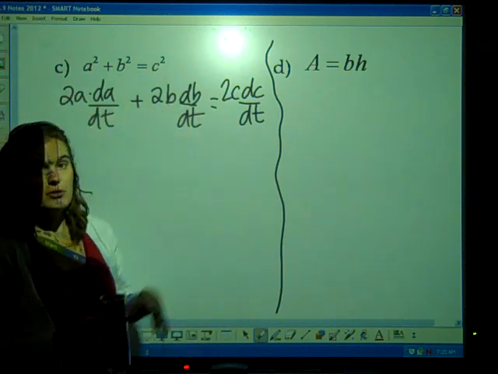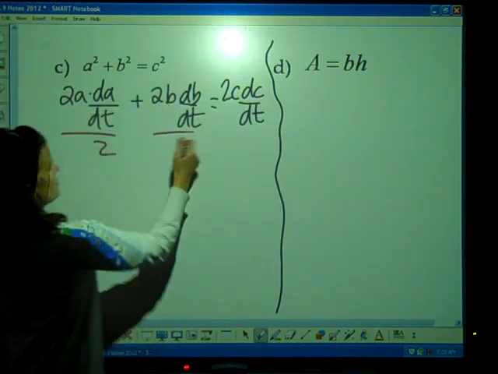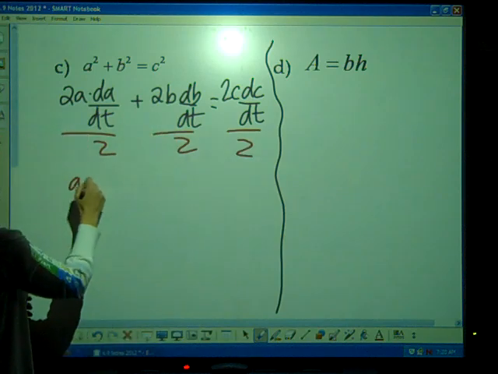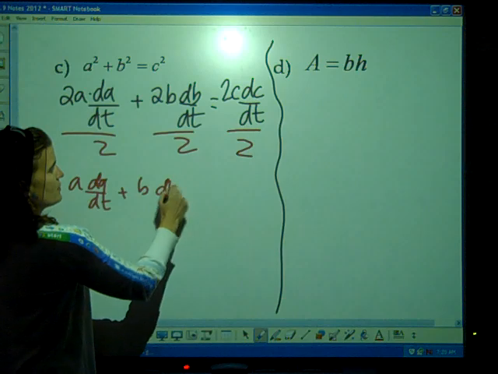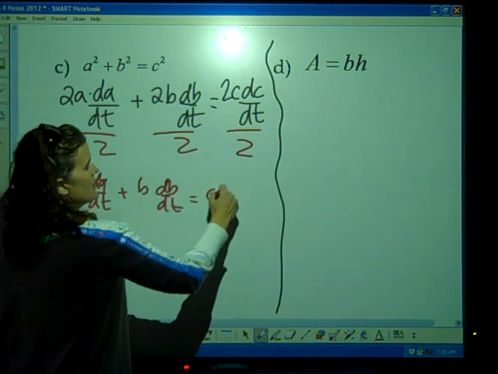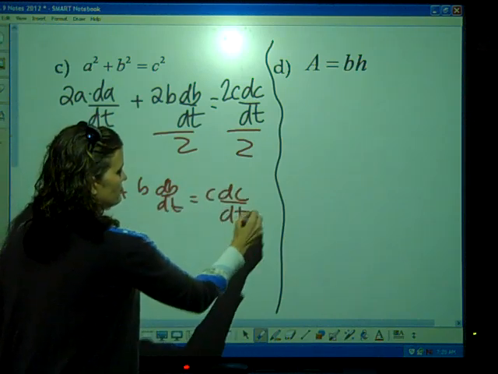Obviously, we could divide every single term by 2, and if we divide every single term by 2, it'll reduce down. So we'll get a times the rate of change of a plus b times the rate of change of b will equal c times the rate of change of c.